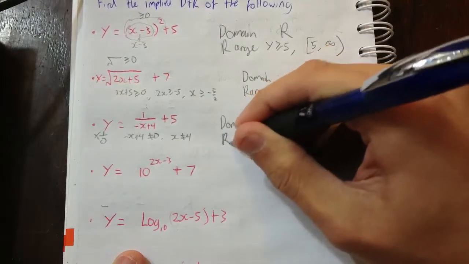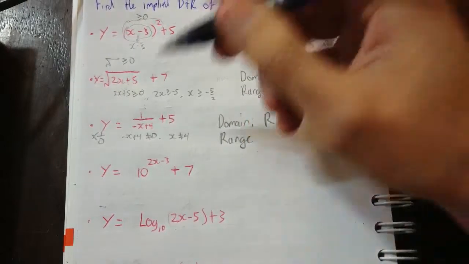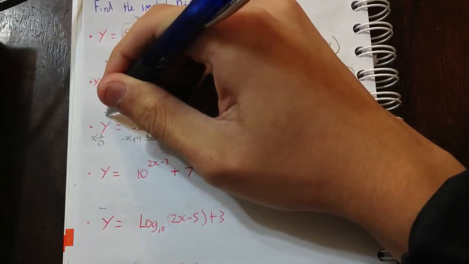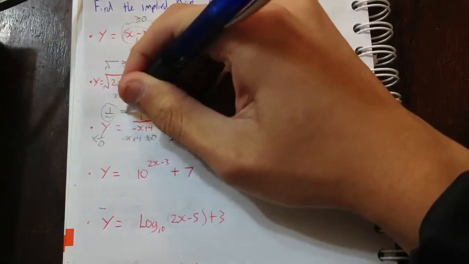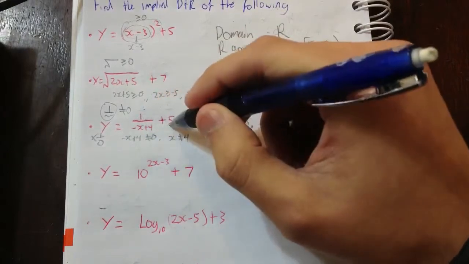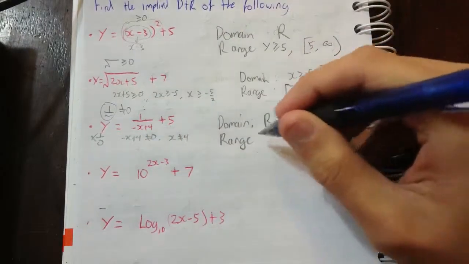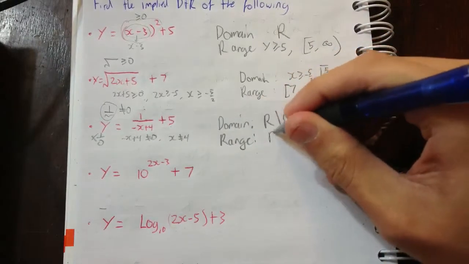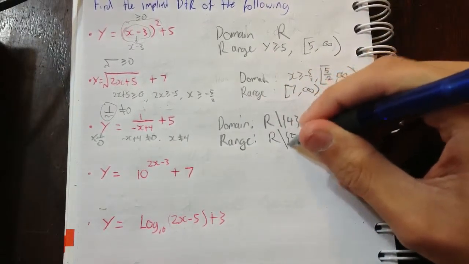Easy. Okay, range. Okay, we look at this. We have 1 on something. And we look at that. That cannot equal 0. Okay? So if this cannot equal 0, and then we add 5 to it, this entire thing cannot equal 5. Our range is all real numbers except 5.